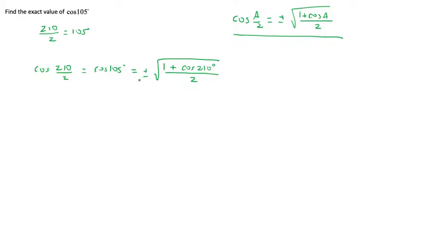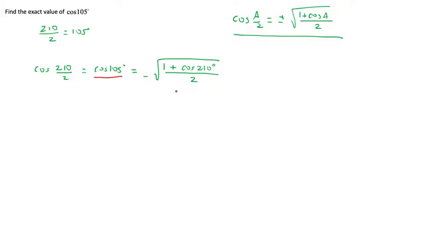And how do we know which one? Well, what are we looking for? We're looking for the cosine of 105 degrees. What quadrant is 105 degrees in? That's going to be in quadrant 2. So that means this angle is in quadrant 2. In quadrant 2, cosine is negative, so our answer, whatever it is, has to be negative.